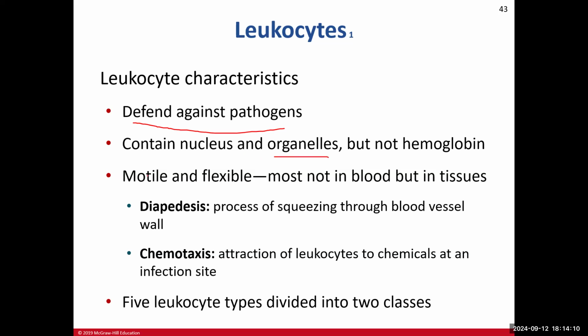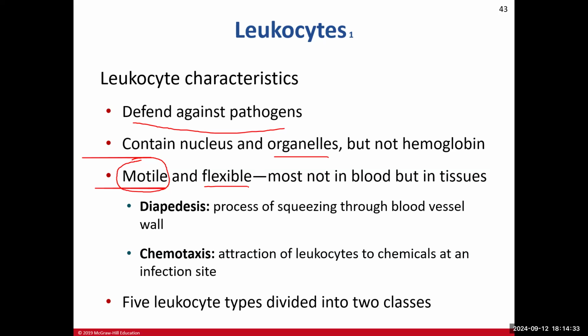Now, two characteristics are important that you know about these types of cells. One, they're motile, which means they can move around. Right? And two, they're flexible. That's important because these cells have to squeeze into places that might be difficult to get into. So they need to be flexible and they need to be mobile or motile.